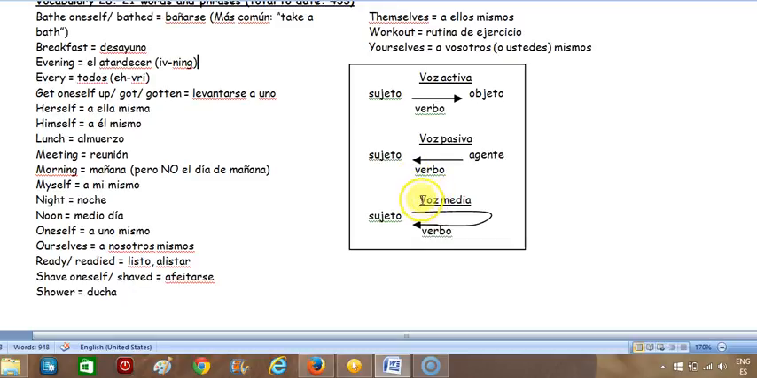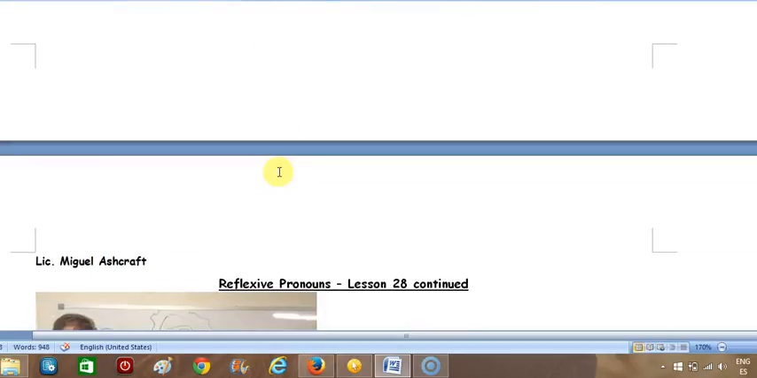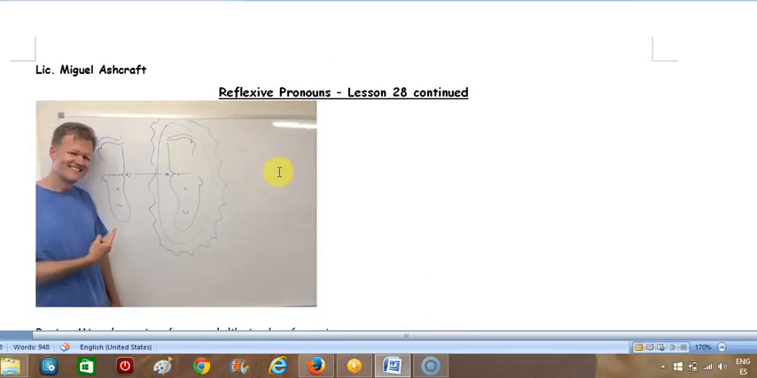So all right, let's look at this, the middle voice. Okay, so the middle voice is when a subject does an action to itself. So that's what we have. So it's like it's half active voice and half passive voice, because it's like the active voice in that the subject does the action, and it's like the passive voice in that the subject receives the action. So it goes out and then it comes around and it comes back and acts upon the subject. So that's what we have with these reflexive pronouns. We have a middle voice. Alright, so let's look at this a little while.